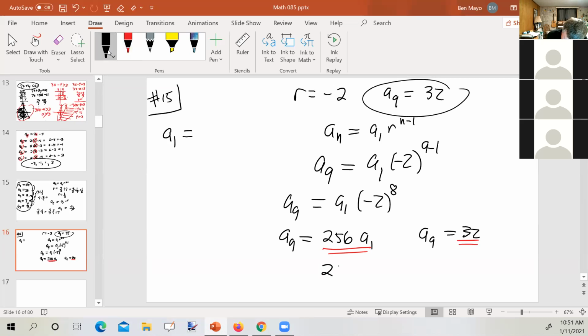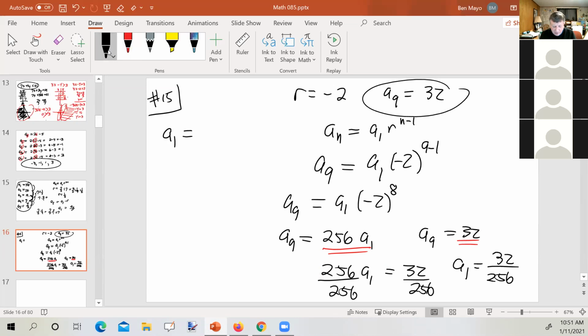So that means this equals that. Our equation becomes 256 a sub 1 equals 32. We're going to divide both sides by 256. So a sub 1 equals 32 over 256. But I need to reduce that fraction down. Let's see. What goes into 32 that also goes into 256? Can you think of any number that goes into both?